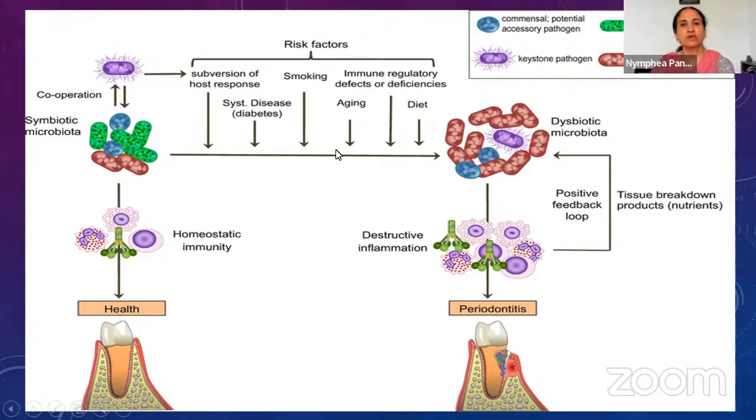And then smoking, aging, diet, all these may lead to the actions where dysbiotic microbiota is formed. There's a positive feedback. This inflammation causes more bacteria to get the available nutrients, and then they will divide at the cost of the local milieu, and that is how the tissue breakdown occurs, and there is development of periodontitis.